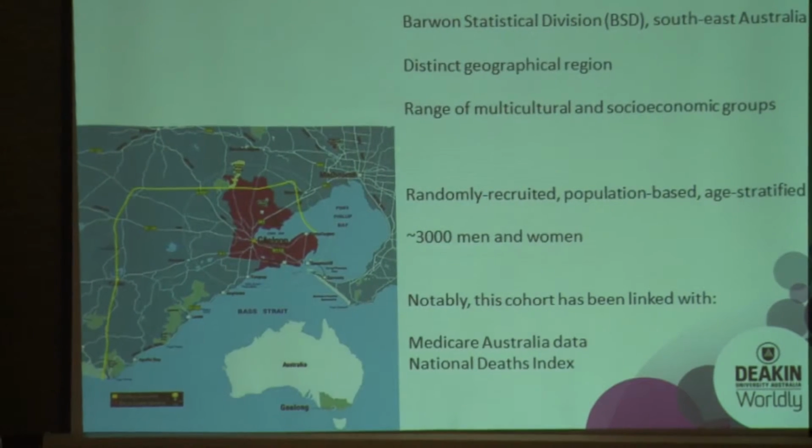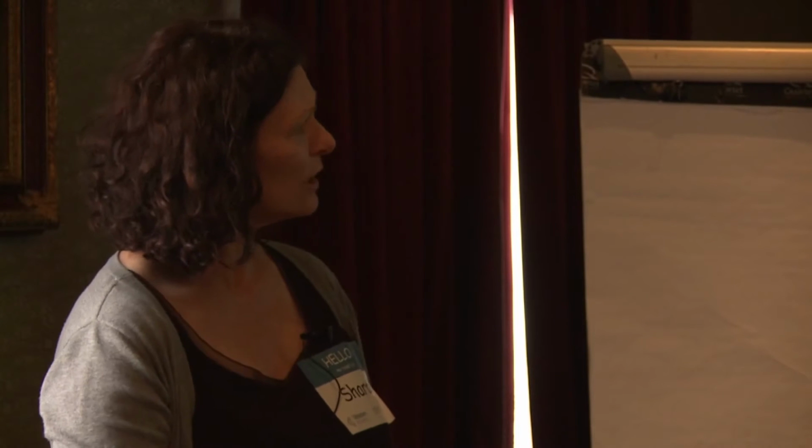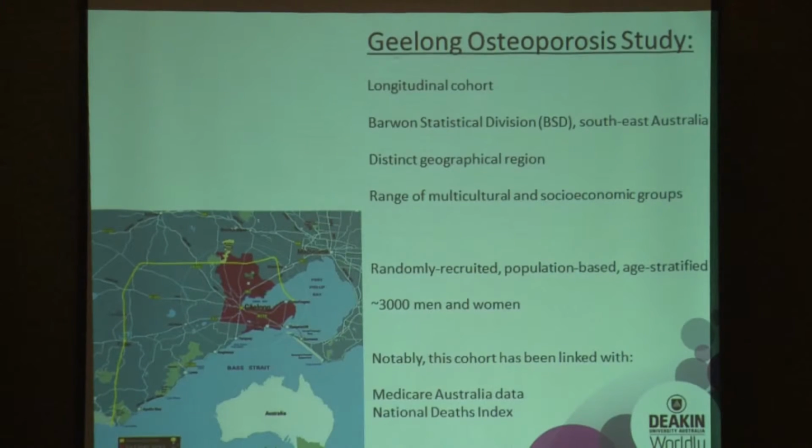If we use epidemiological data, which is population-based data, we actually get a lot more value out of linking with big data sets at the Australian level. So the Geelong Osteoporosis Study is one of them. This is a longitudinal cohort, first established in 93-94. It encompasses a fully defined geographic area, and David Ashbridge talked about the importance of that this morning too.